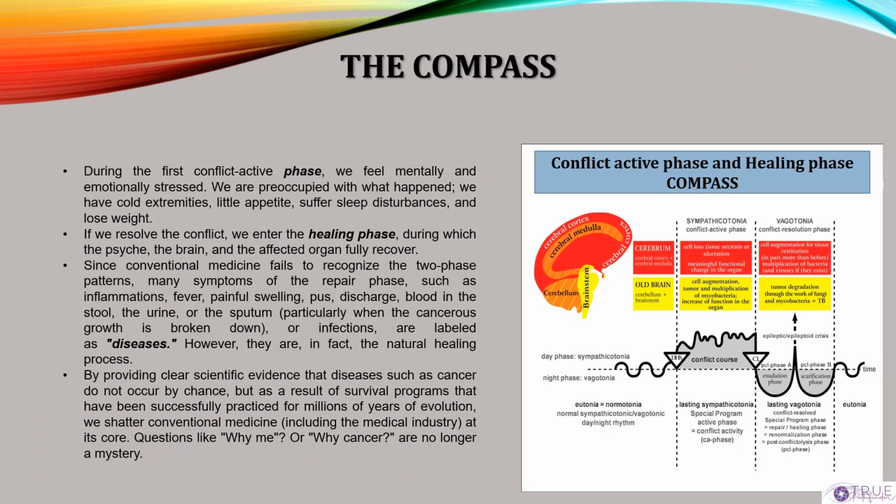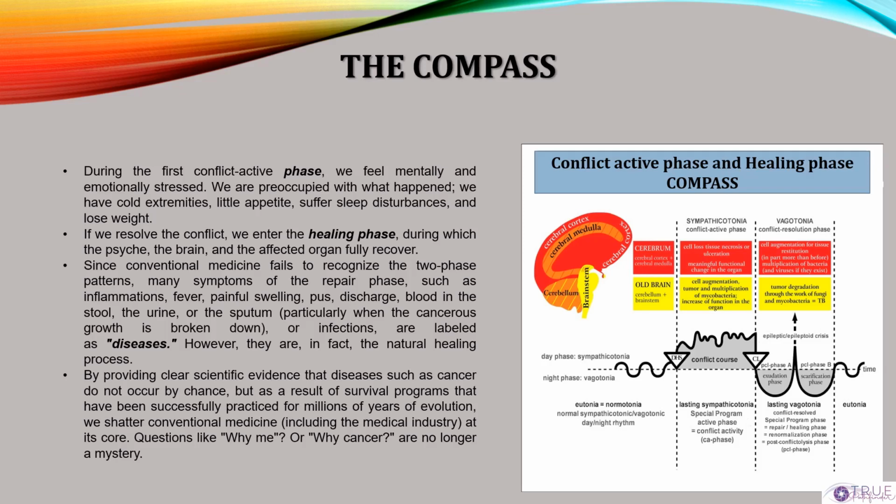Each one of these biological conflicts has two phases, the conflict active phase and the healing phase. During the conflict active phase, we feel mentally and emotionally stressed, we are preoccupied with what happened, and as a result we have cold extremities very often, little appetite, suffer from sleep disturbances and can lose weight. When we resolve the conflict, we enter into the so-called healing phase, during which the psyche, the brain and the affected organ can fully recover.